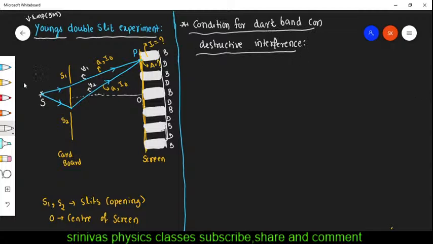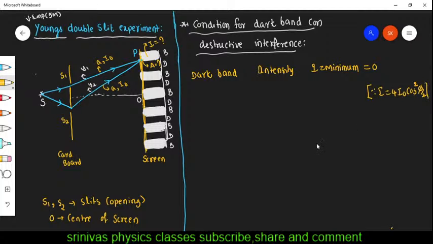Okay, the condition for the dark band means intensity should be zero. Intensity should be minimum, right? Dark band means intensity should be minimum. Minimum means it should be zero. You see here, the intensity formula you got previously, from equation 5: I is equal to 4 I naught cos square phi by 2. For intensity to be minimum, cos phi by 2 should be equal to 0.